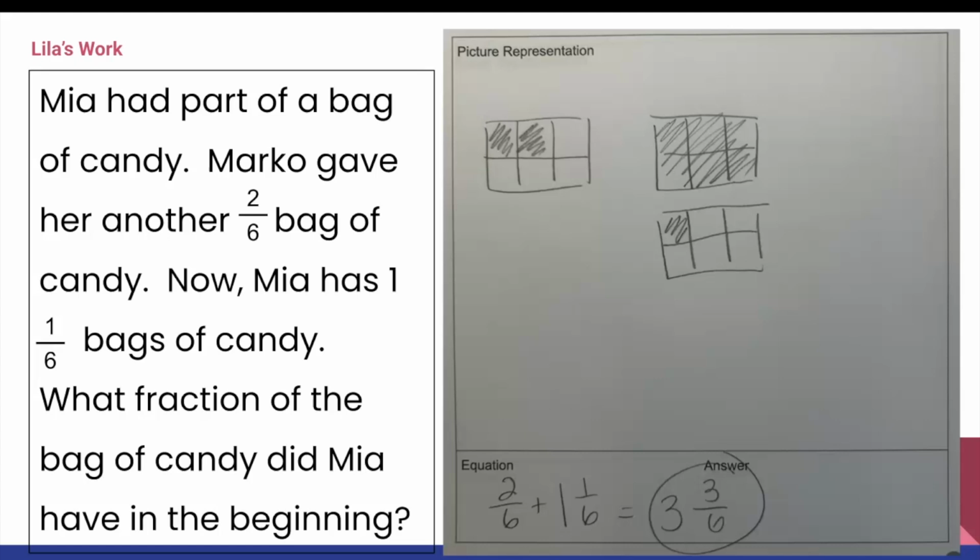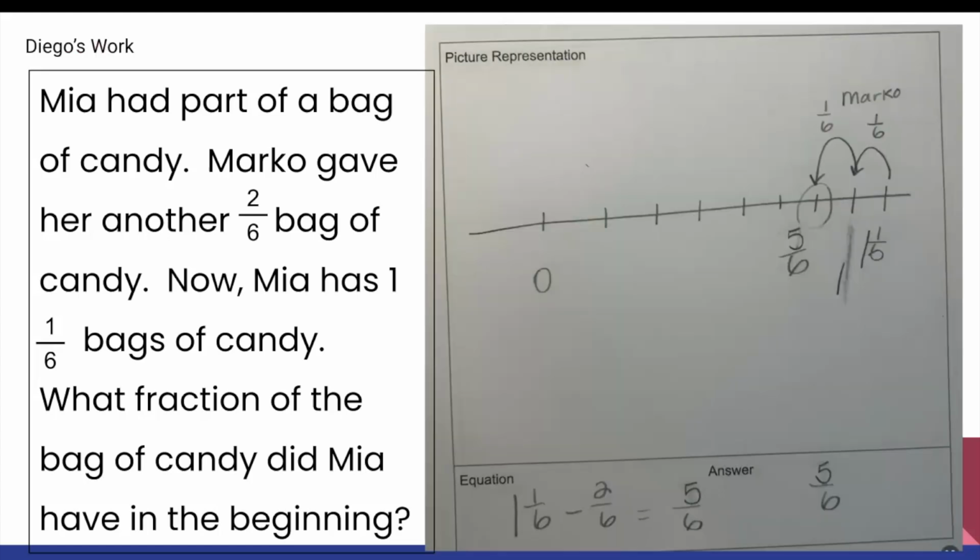Let's look at the last fraction student work. This representation uses the tool, the number line, and the student started at 1 and 1/6 and jumped back to 5/6 on this number line. The 2/6 that's decomposed into 1/6 and 1/6 is labeled Marco, so we see his bag of candy. The student did make 1 too many tick marks on this number line, but I don't think this enabled the student to use this tool to find the answer.